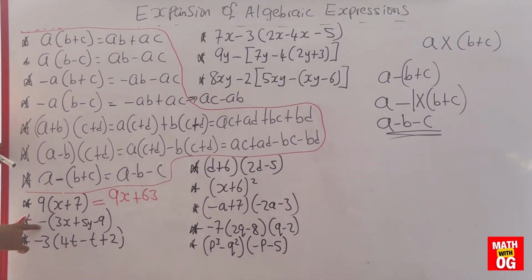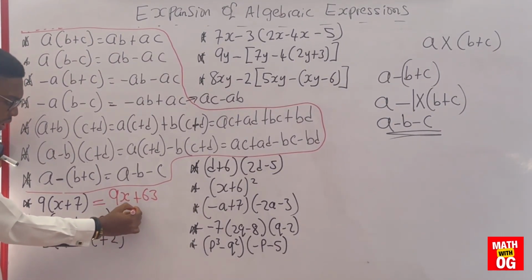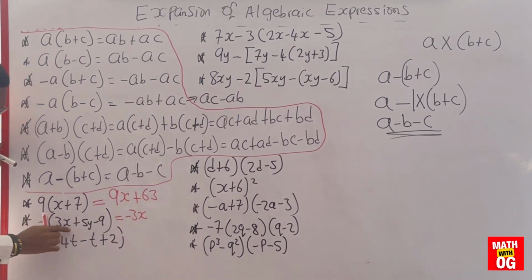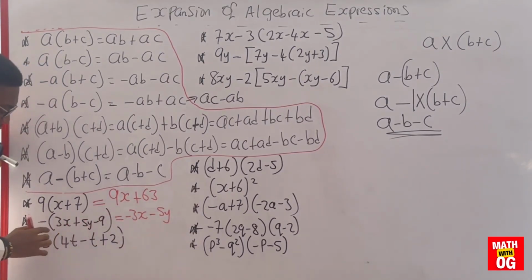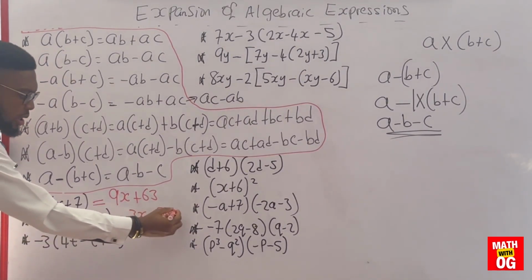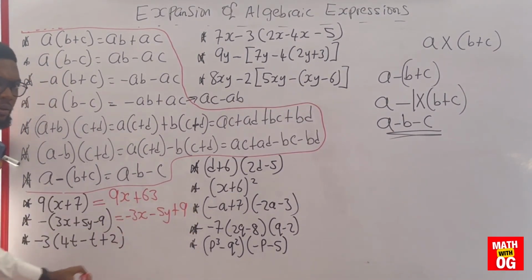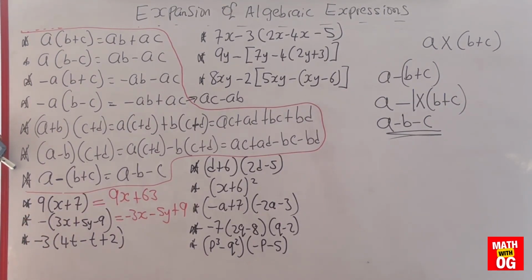Now for the other guy, what I have here is negative open bracket. So it means that what we have here is a minus 1. Minus 1 multiplied by 3x will give us a negative 3x. Minus 1 multiplied by 5y will give us a negative 5y. And minus 1 multiplied by minus 9 will give us a positive 9. Minus times minus is positive.